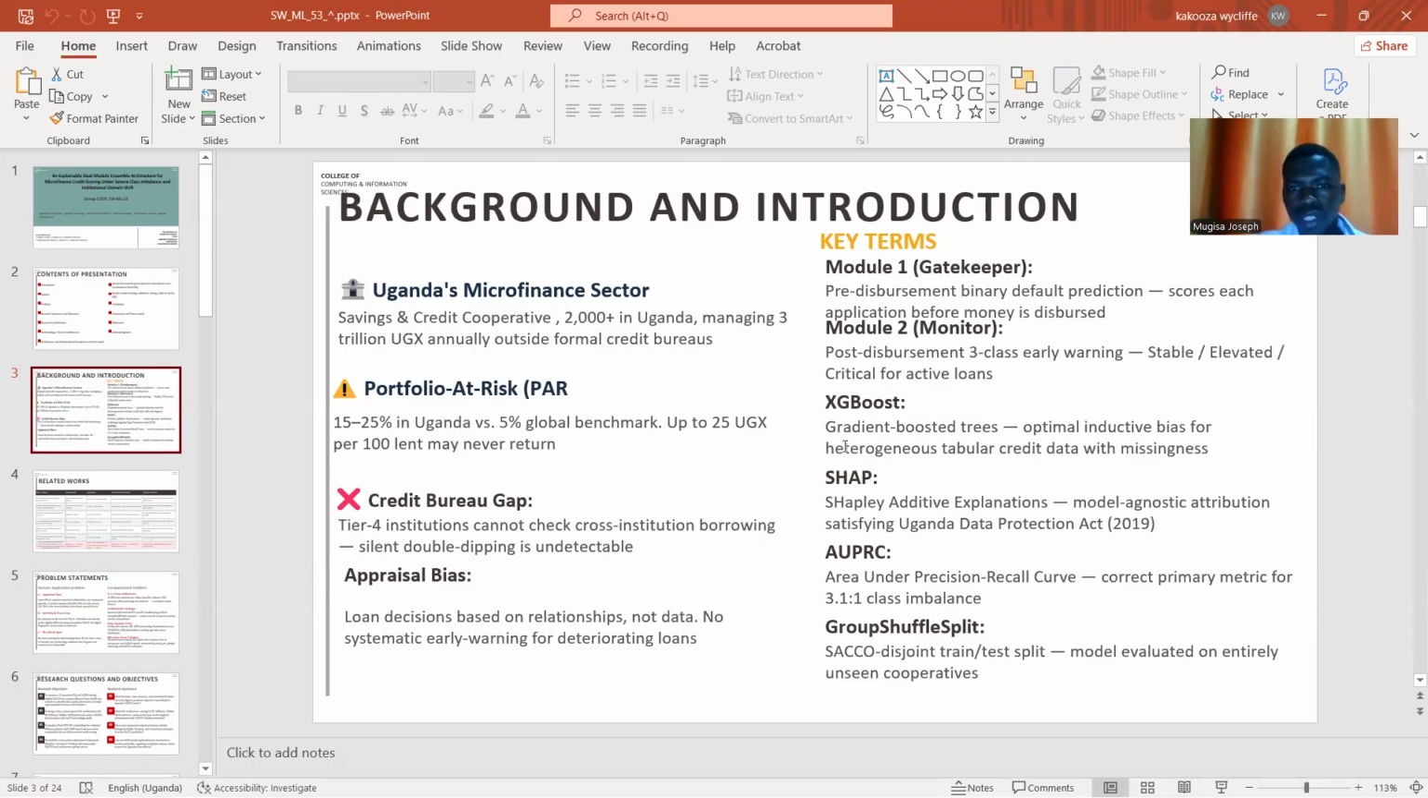Some of the key terms that we shall be facing. Module 1 provides credit risk scoring, and module 2 monitors the loan disbursement. XGBoost is a model. SHAP is a mechanism we use to explain every decision that our model makes. Area under precision-recall is a metric that we use to overcome the class imbalance problem. Then group shuffle split is a mechanism we use to prevent data leakage.